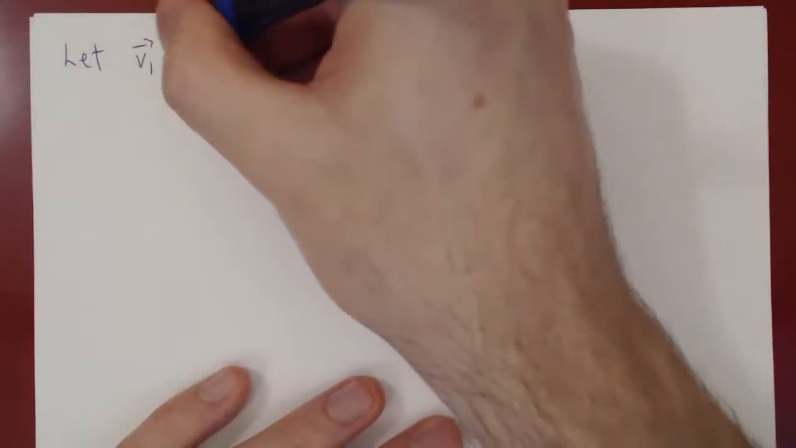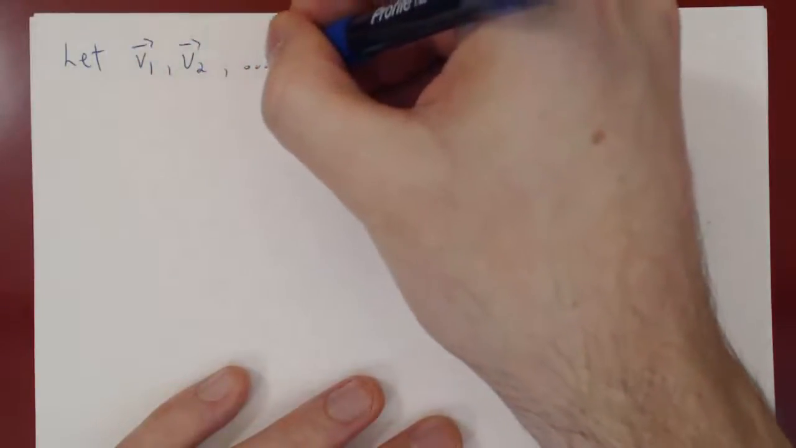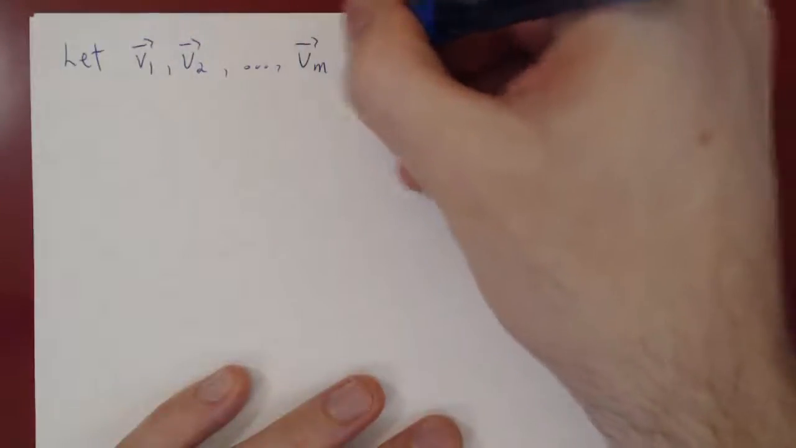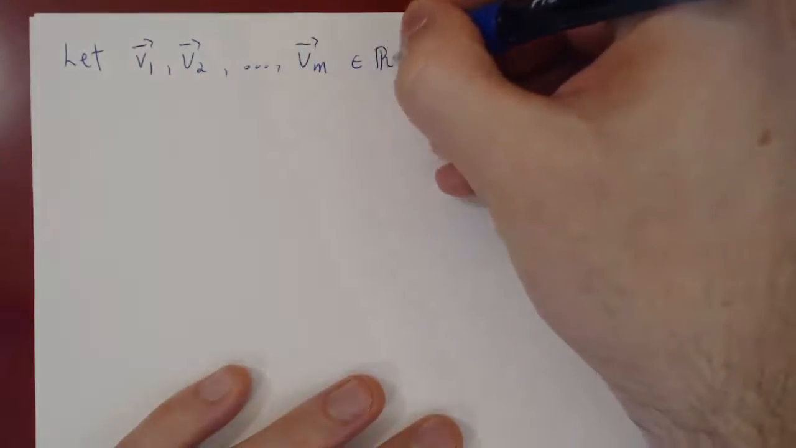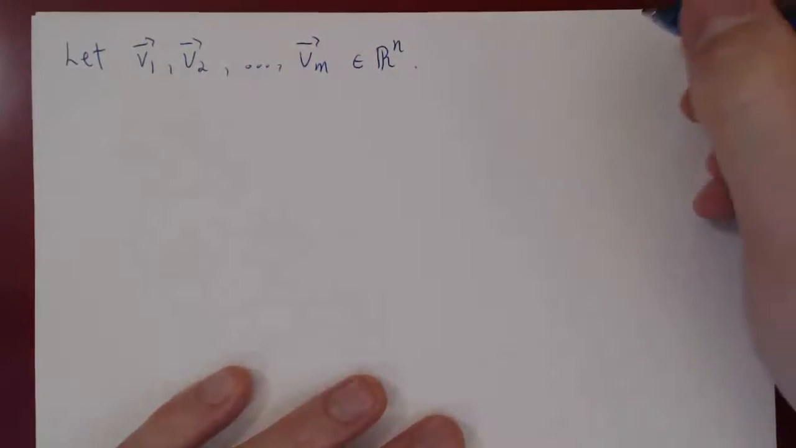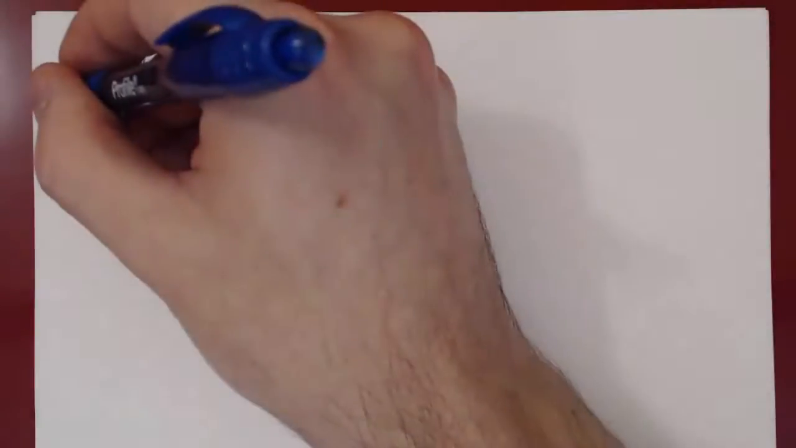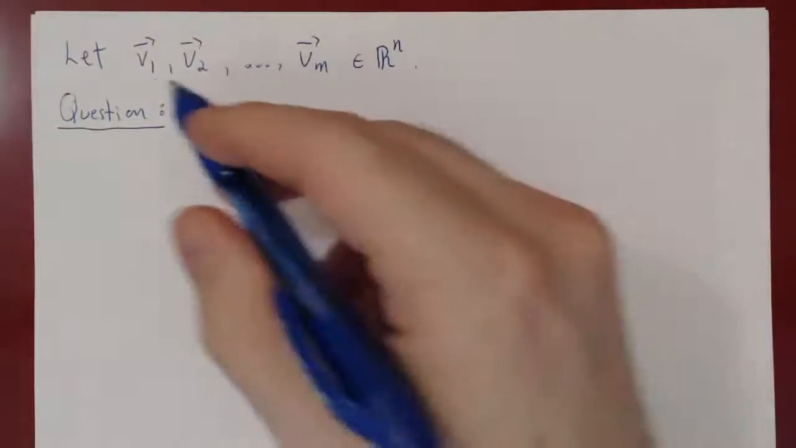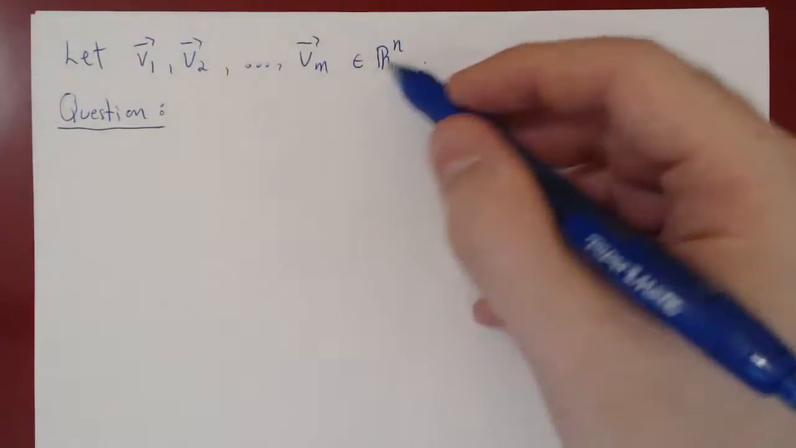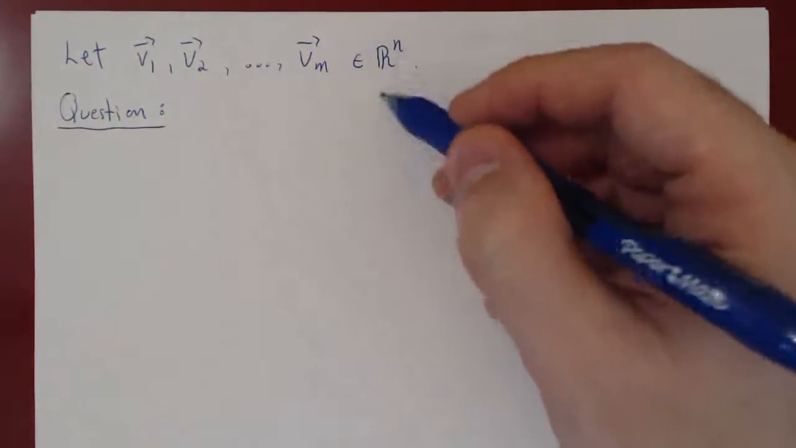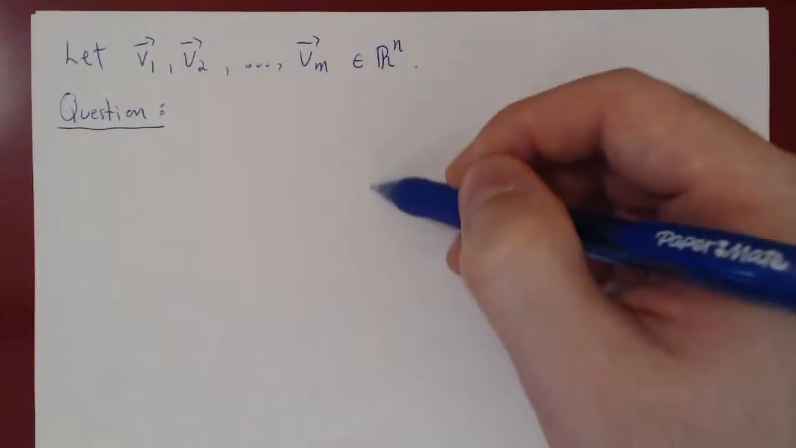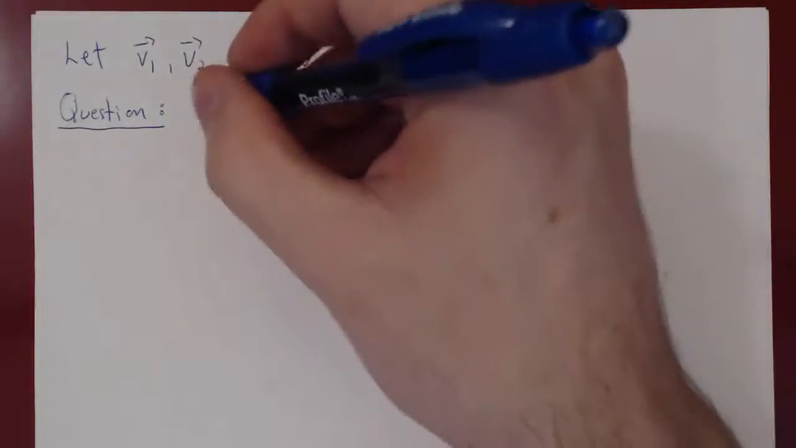So let v1 through vm be m vectors in Rn, so all column matrices of length n, therefore with n components. And the question is very simple. Will these m vectors generate Rn, the entire set of vectors with n components? That's our question.